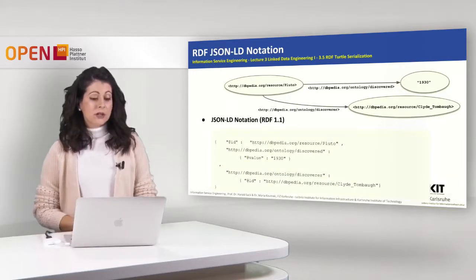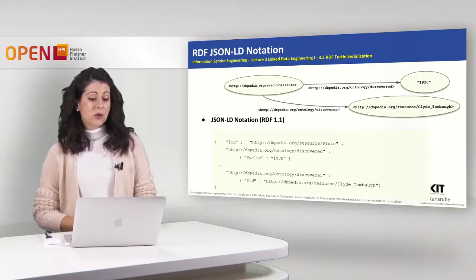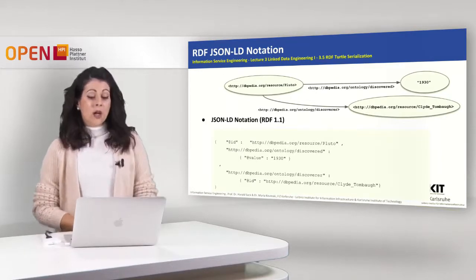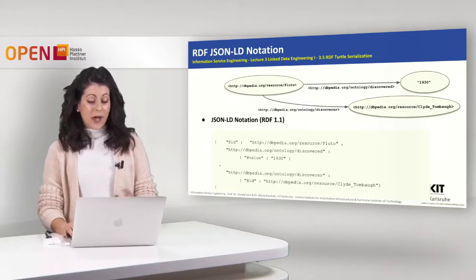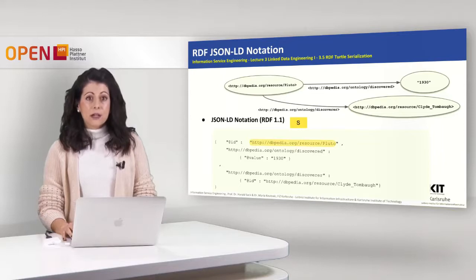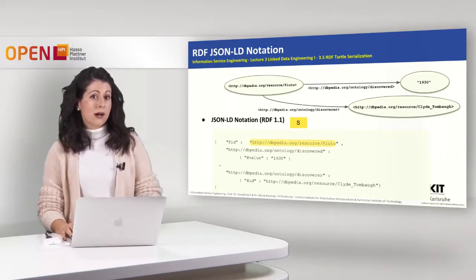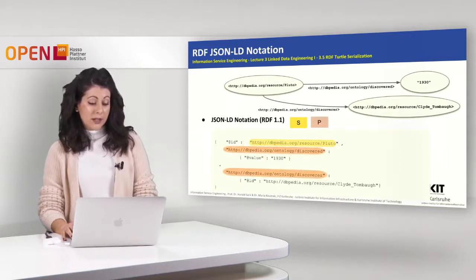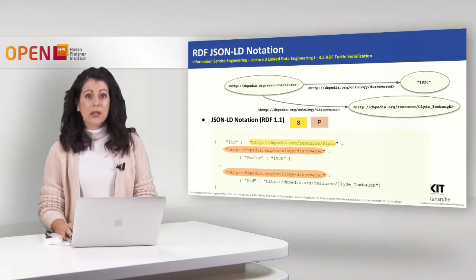Okay, let us see another format now. This format is called JSON-LD. Again, we have the same example as a graph, and in the gray box we have the example in JSON-LD notation. Let us visit it. First we have the subjects. Here the main difference is that the subjects are in quotation marks and not in angle brackets as in the previous one. And then we have the predicates. Again, the predicates are in quotation marks.